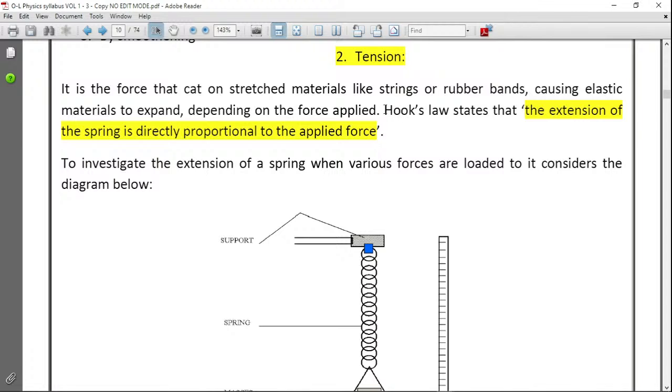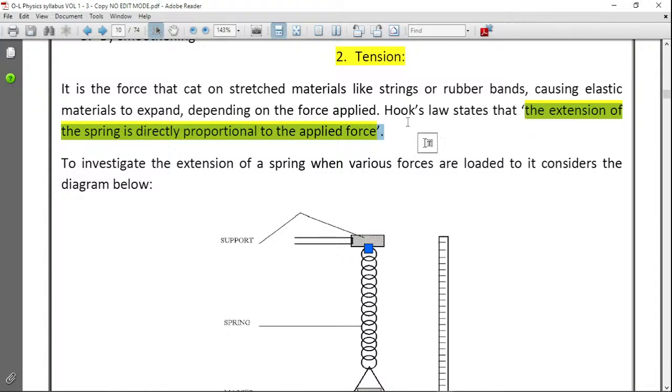This brings us to Hooke's law, which states that the extension of a spring is directly proportional to the applied force. And in ordinary level, this definition is not complete. You have to add something here. That's why I left it like this.